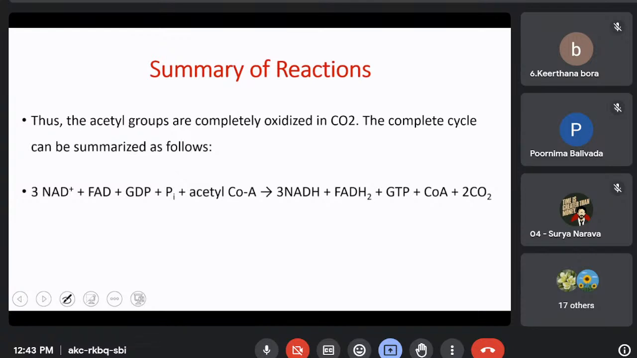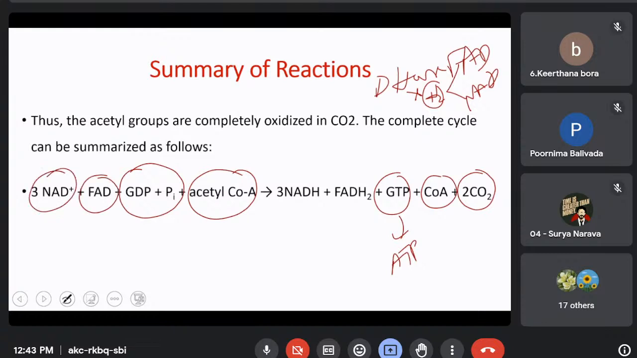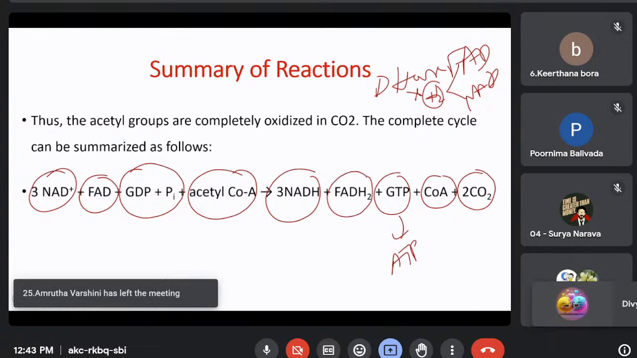Coming to the summary of these reactions, acetyl coenzyme A is converted ultimately to release coenzyme A, and during this reaction, two carbon dioxide molecules are removed. GDP is undergoing substrate level phosphorylation to produce GTP. Later, GTP is converted into ATP. At the same time, there are dehydrogenase activities during which hydrogen is removed, and this hydrogen is accepted by FAD and NAD. So 3 NADH are produced and 1 FADH2 is produced.